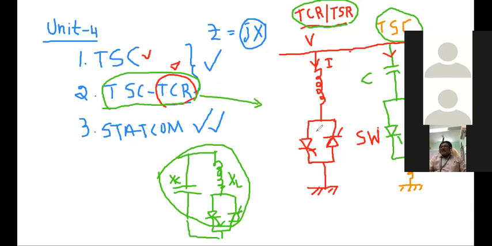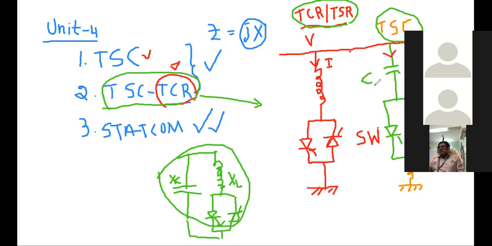So these are the power circuits for all. You can see TSC, TCR, TSC TCR, all of these. So here all are covered, as far as power circuits are concerned. Okay, then we'll discuss the next, operation, waveforms and others.